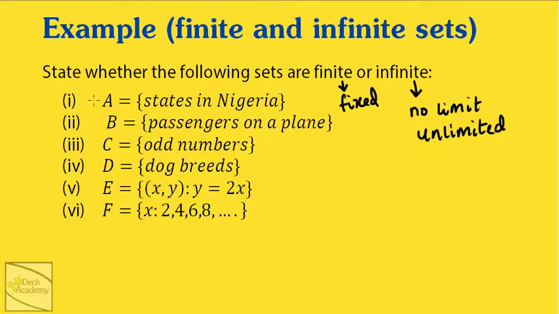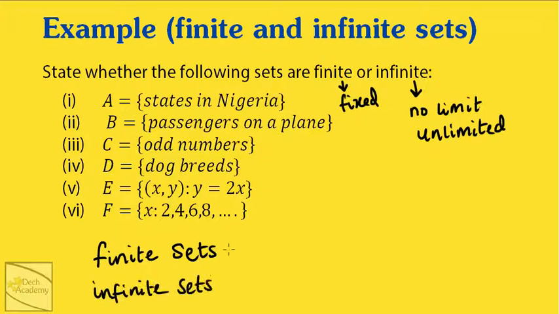We're given a number of sets. What I'm going to do is classify the sets as either finite or infinite. So set A is a set whose elements are the states in a country, Nigeria. Nigeria has 36 states, Lagos, Abuja, and a couple of other states, 36 states in number. So there's a fixed number of elements of this set. So A is a finite set.